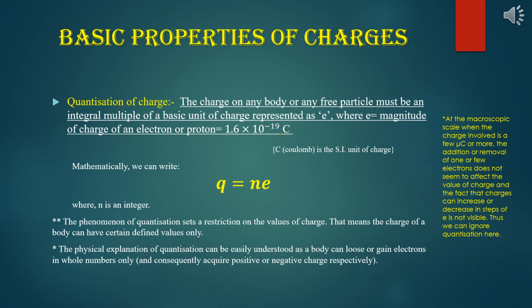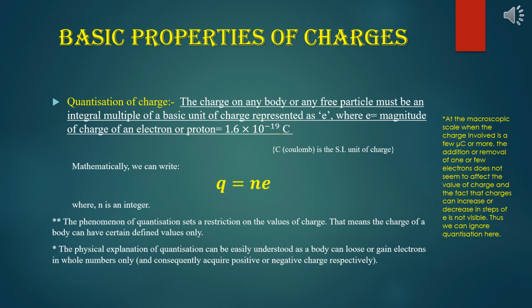So it is obvious that losing or gaining of charge, or acquiring positive or negative charges, is by the transfer of electrons, loss of electrons or gain of electrons. That is why whenever a body gets charged, it basically loses some electrons or gains some electrons. So obviously it is essential that the charge must be some integer multiple of the electronic charge only, because we cannot lose or gain electrons in fractions.